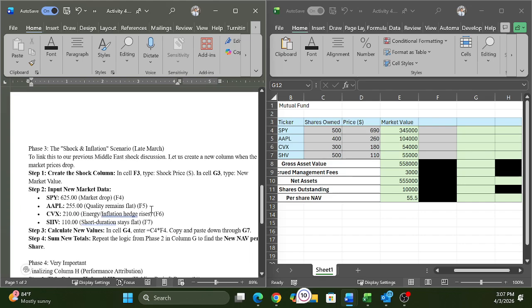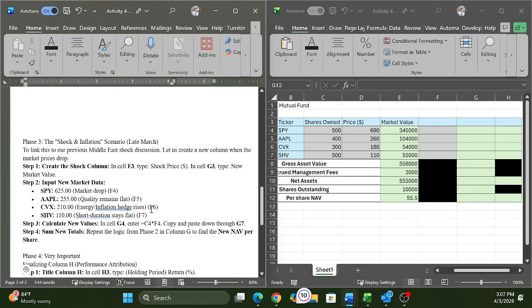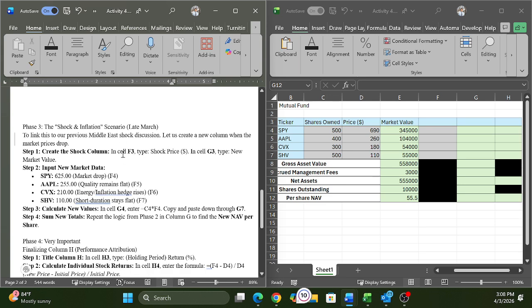Next, we go to phase three, the shock and inflation scenario in late March. To do this, to link to our previous Middle East shock discussion, let's create a new column for when the market prices drop. Create the shock column in the cell F3. We say this is the shock price. If there is space, put the dollar sign. If there is none, no worries.